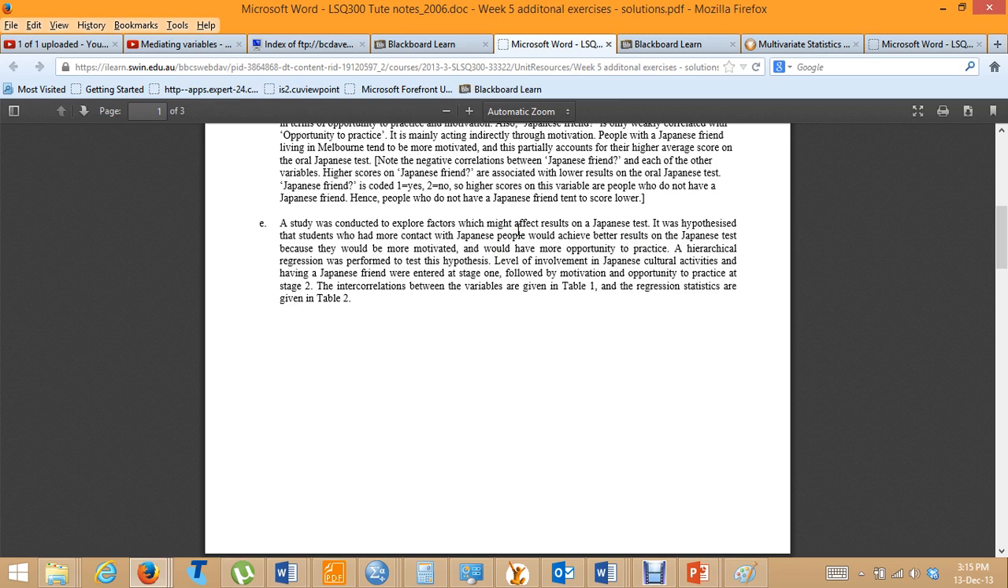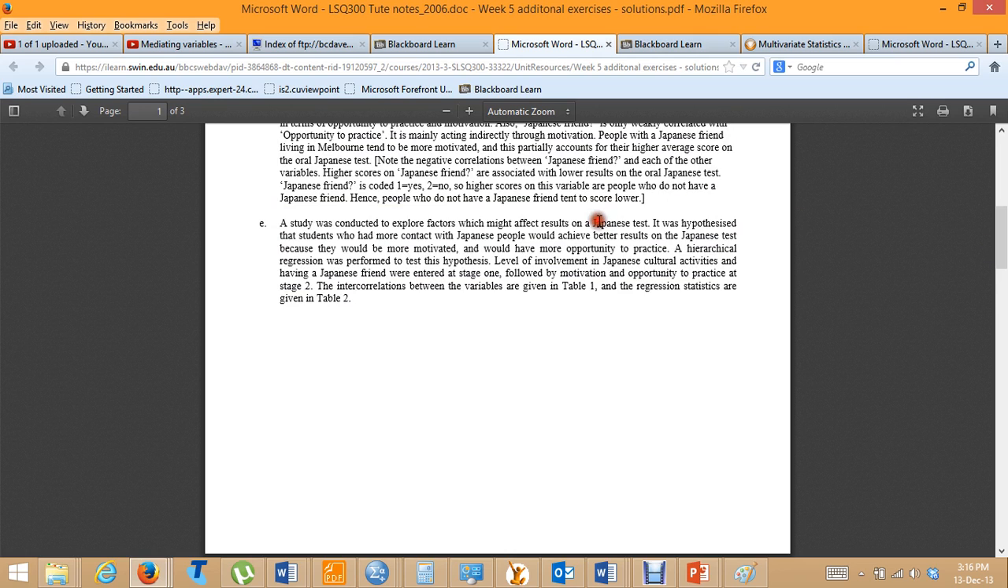So because of this, a hierarchical regression was performed to test this hypothesis. Level of involvement in Japanese cultural activities and having a Japanese friend were entered at stage 1, so that's how contact with Japanese people is measured, followed by motivation and opportunity to practice at stage 2. And then you mention the two tables, okay? So the intercorrelations between the variables are given in table 1 and the regression statistics are given in table 2.